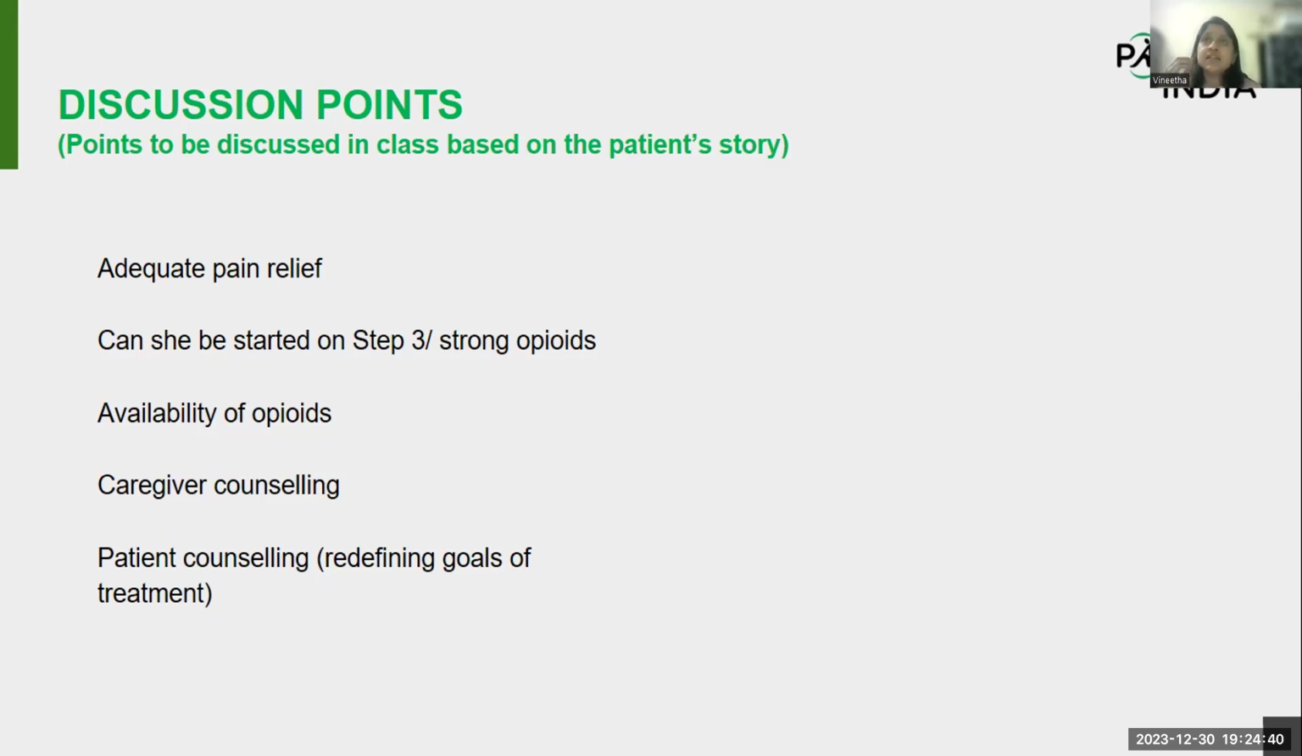And another, sometimes there will be a sympathetic component to pain. In this kind of cancer pain, when it is tongue and all, there may be a sympathetic component. So sometimes stellate ganglion blocks help in such patients. So these are the possible interventions.